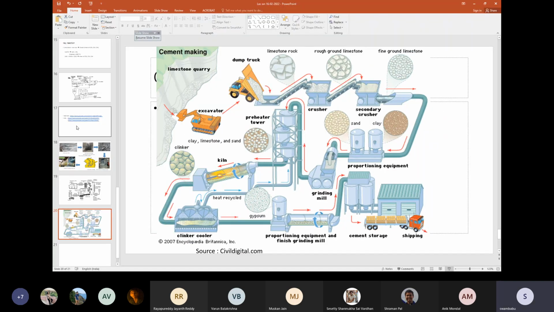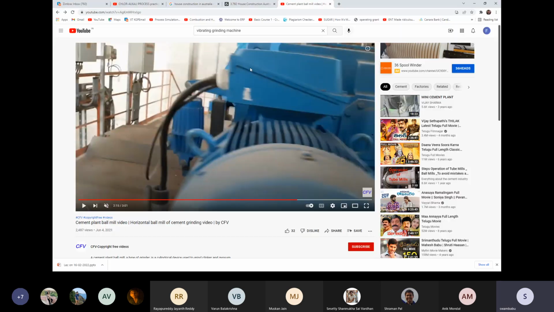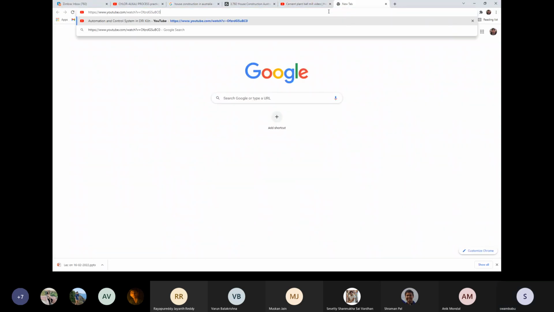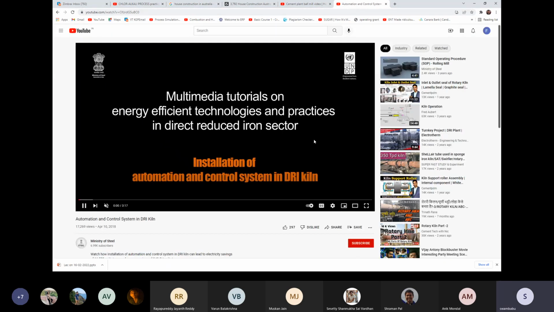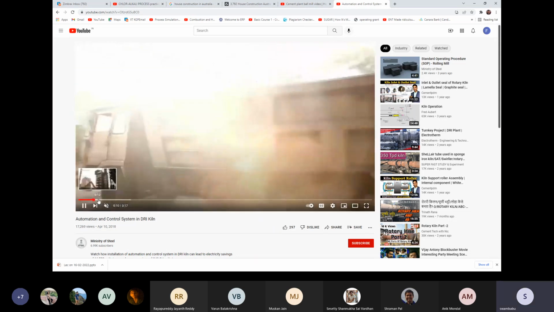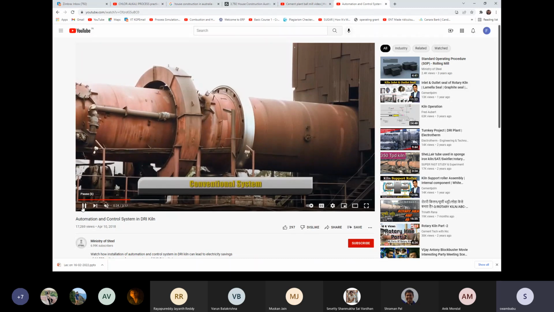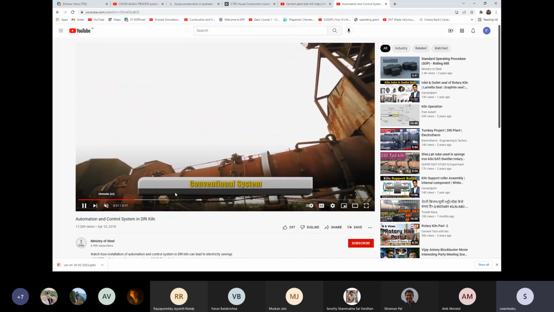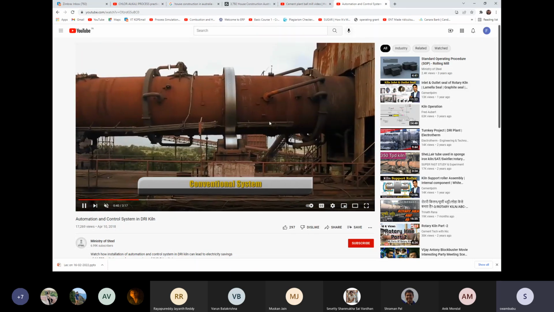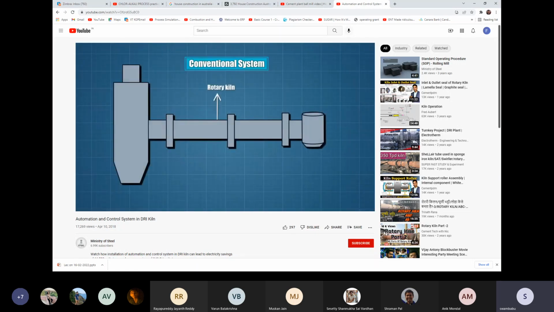So here I have a picture or video that can show a typical industrial kiln, how it looks. This is a video created by the government Ministry of Steel. This is what a typical kiln looks like, a big cylindrical drum which continuously rotates. The speed will be 2 to 10 rpm.